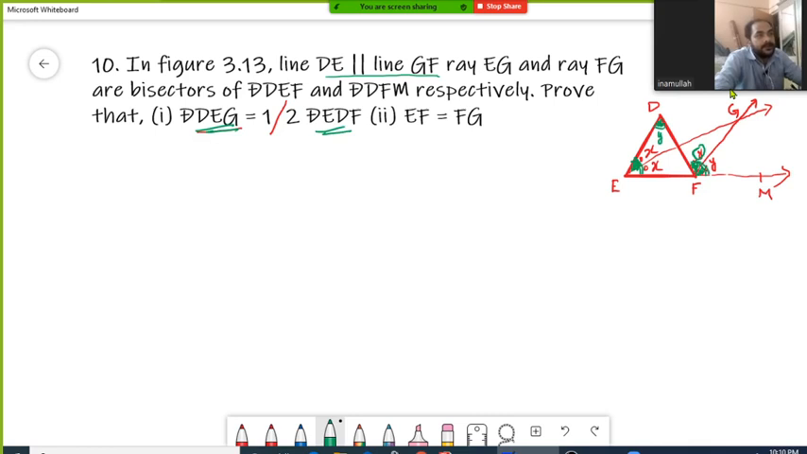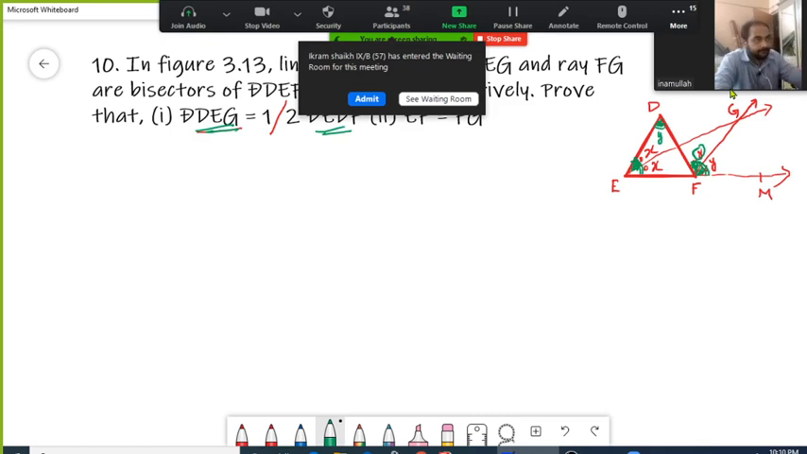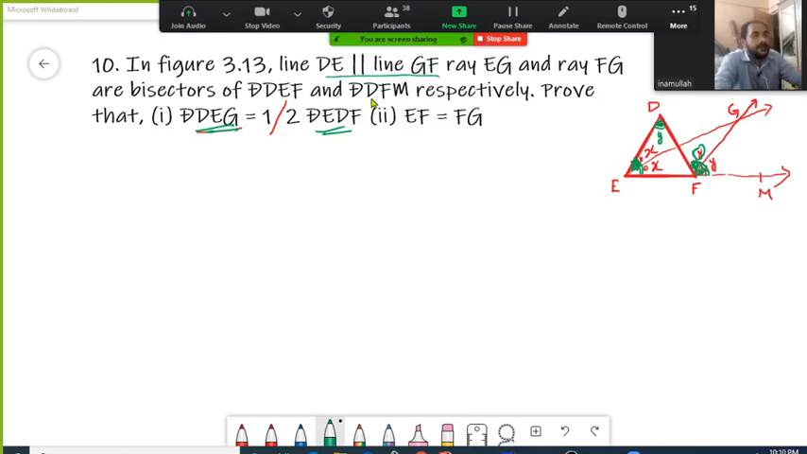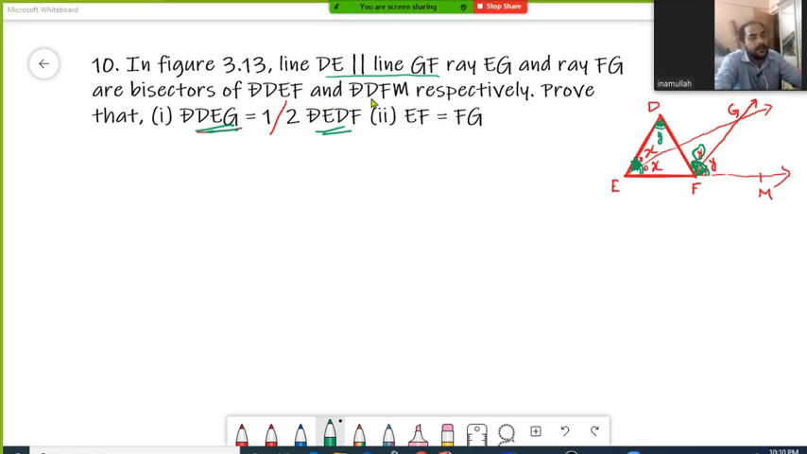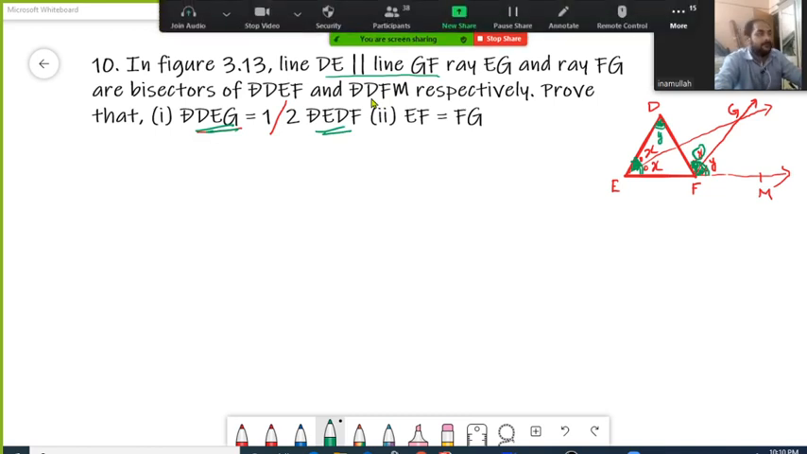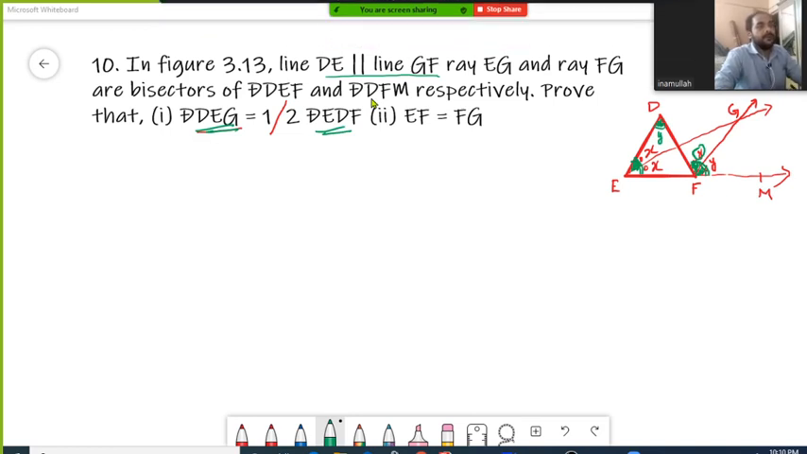So in that case you can say angle DEF, and I am taking EF as a transversal. ED and FG are two parallel lines. So in that case, this angle DEF and angle GFM are equal. So this is GFM, which is y. So this x can be considered as half of EDF.